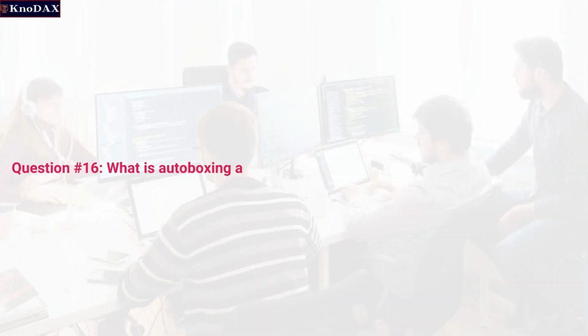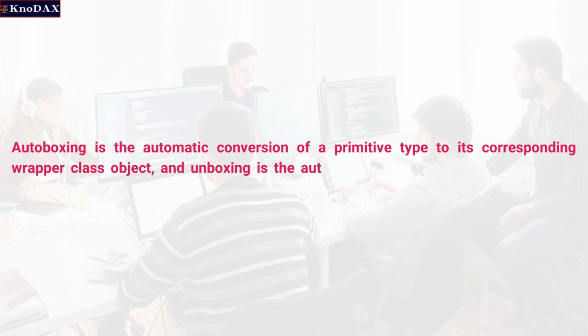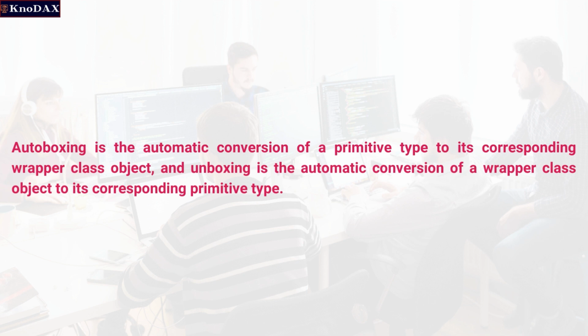What is autoboxing and unboxing? Autoboxing is the automatic conversion of a primitive type to its corresponding wrapper class object, and unboxing is the automatic conversion of a wrapper class object to its corresponding primitive type.